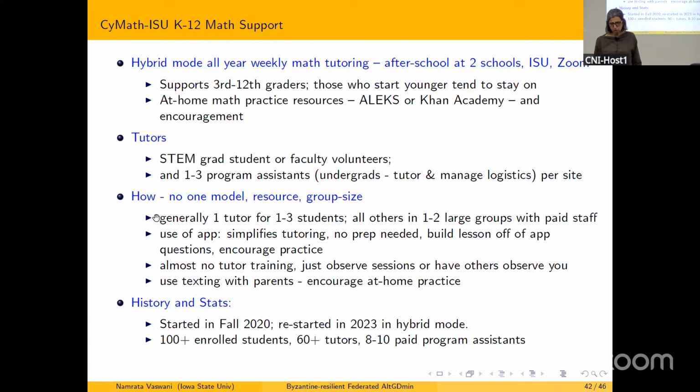And there's no good way to tutor. Our model is 1 tutor helps 1 to 3 students. If there are too many students, all of them could be in a large group and practicing on the app. Use of the app is not essential, but it simplifies tutoring. You don't need to prepare problems. You don't need a very good tutor. And then, it removes the need for training also.